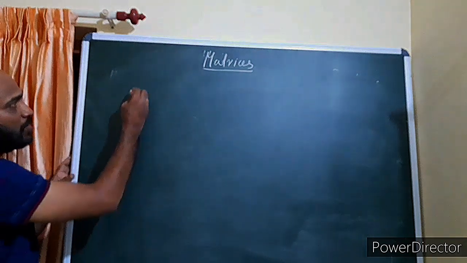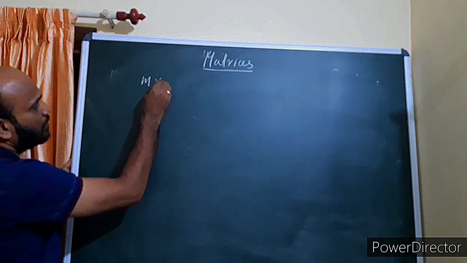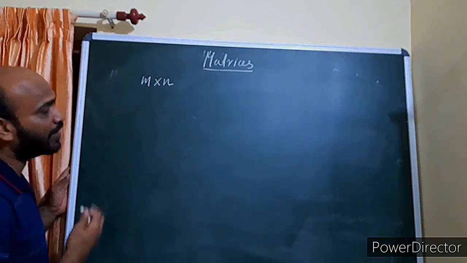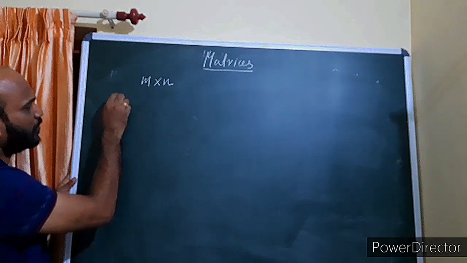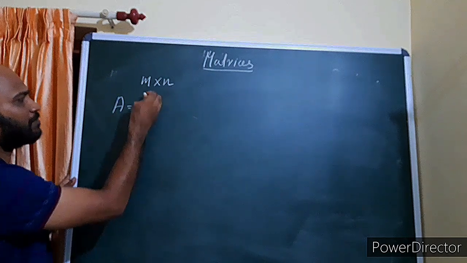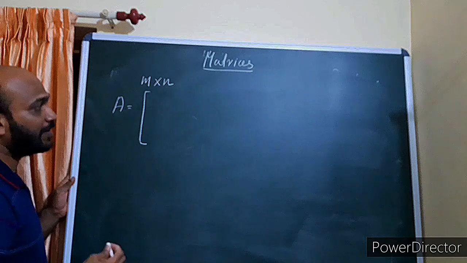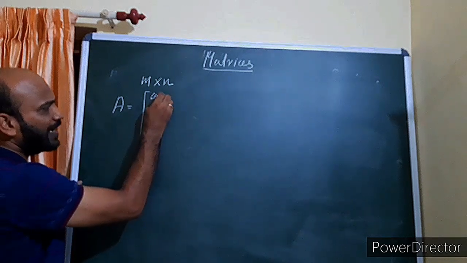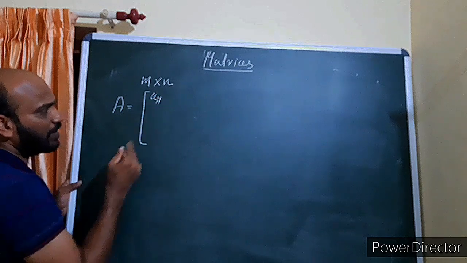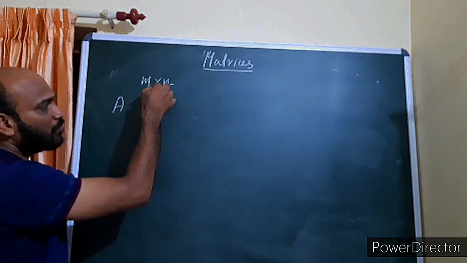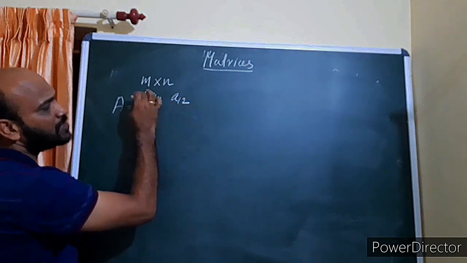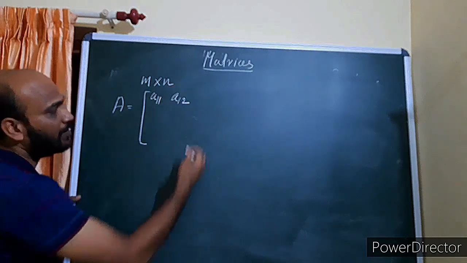Suppose a matrix has m rows and n columns. How can we represent that matrix? We represent a matrix by capital letters and its elements by small letters. So we will write like this: A11. A11 means first row, first column element. This element will be A12, that is first row, second column element.